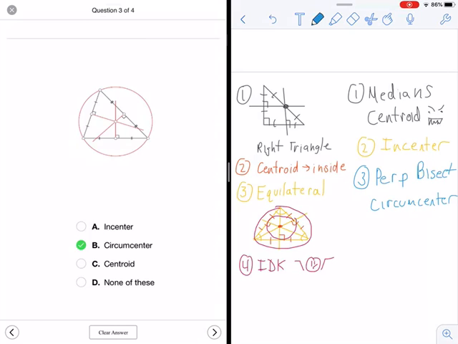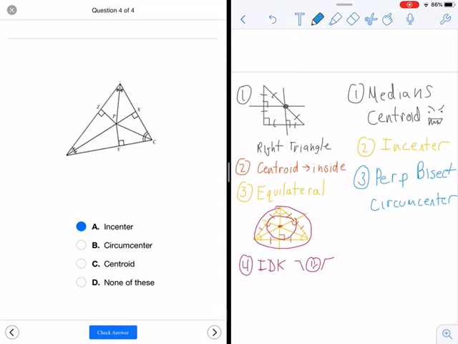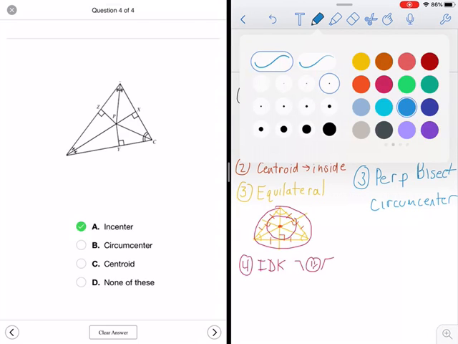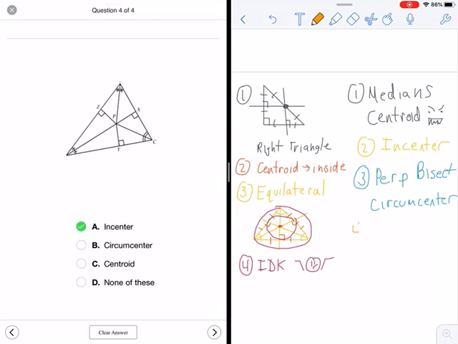Again, this is good review, logic, identifying, not incredibly easy stuff. And then this last one right here is the incenter. Why is it the incenter? We have angle bisectors, and remember the incenter is equidistant to all the sides, so that's why we have all those perpendicular segments coming off of that. So that would be the incenter.